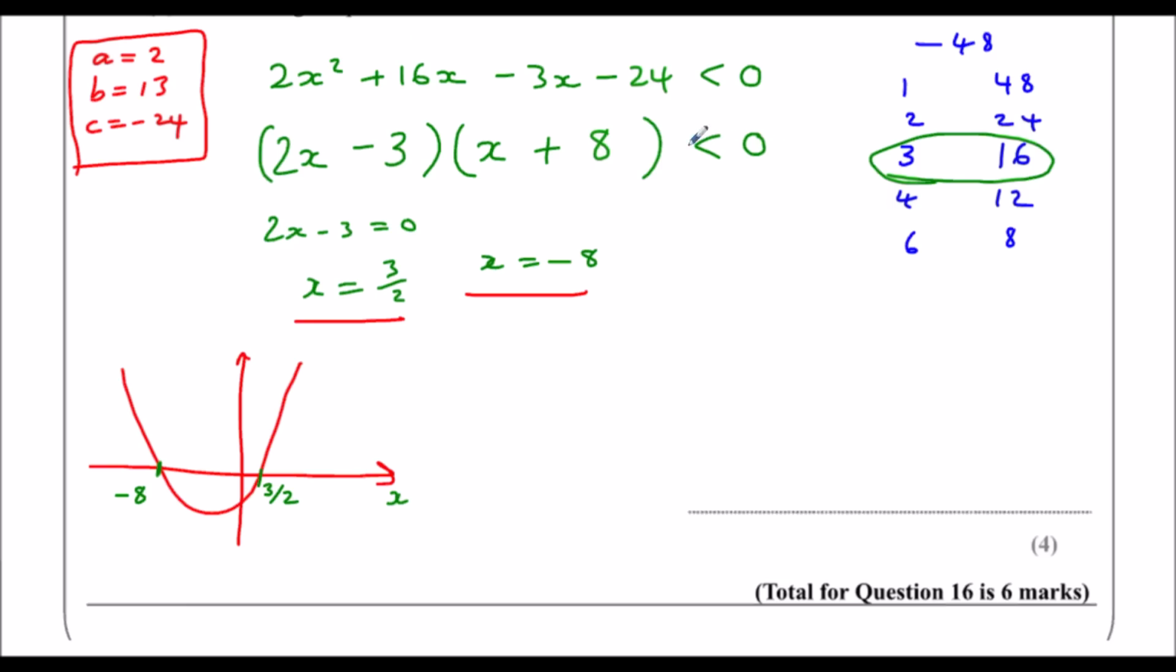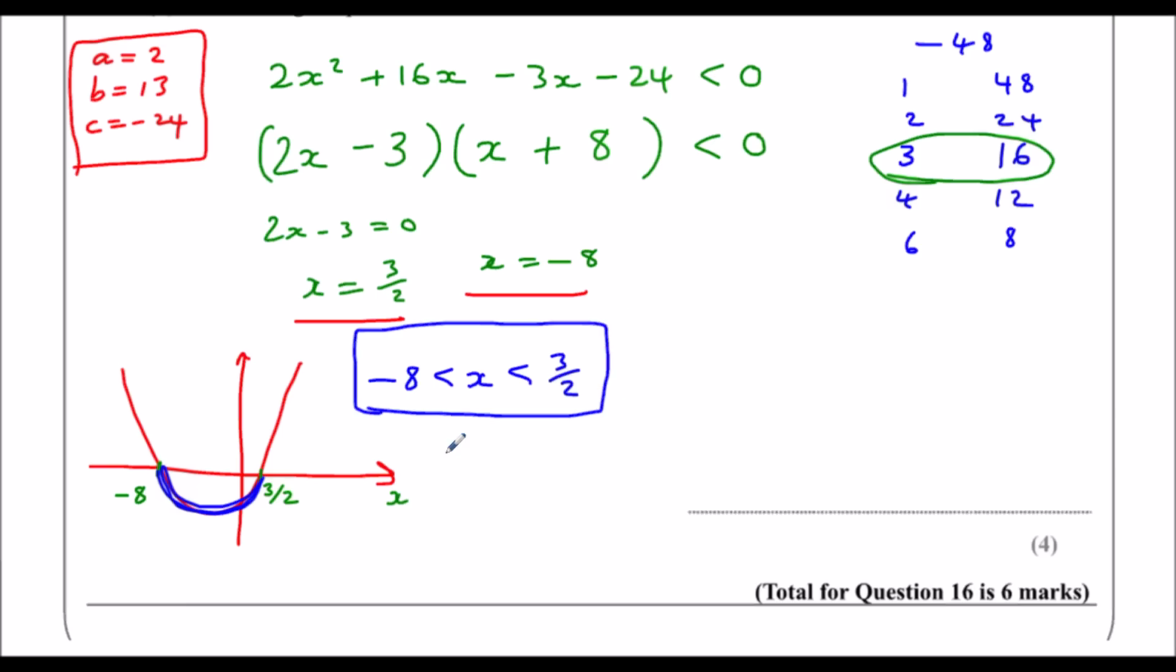We want to know where it's less than 0. So it's equal to 0 here. It's above 0, above the x-axis. It's less than 0 underneath the x-axis. So it's this part of the graph. What x values are they? Well, it's between negative 8 and 3 over 2, or 1.5. So any x value bigger than negative 8 but less than 1.5 or 3 over 2 will be less than 0.